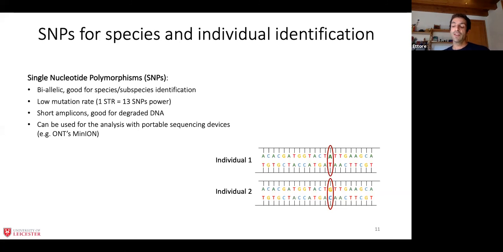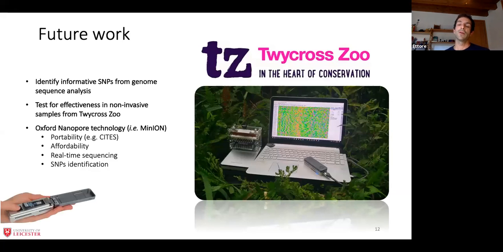And the other advantage is that this kind of kit could be used in portable devices like the Oxford Nanopore MinION, which is this device that you see here. It is basically a portable device that allows you to do DNA testing directly in the field. So in theory, you don't need any kind of laboratory facility. So I can easily travel to Uganda, Congo, wherever, and perform my analysis directly in the field.